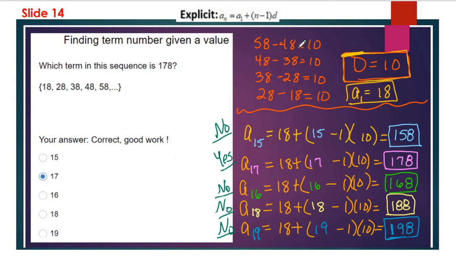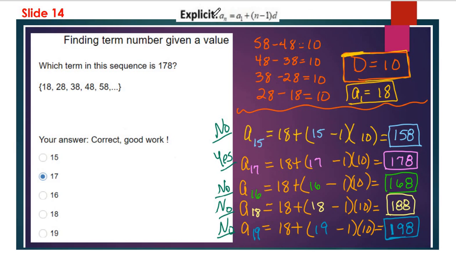Slide number 14. You're going to find the term number given a value. Which term in this sequence is 178? So the first thing I'm going to do is come up right here and subtract. Find your common difference right here. Your common difference when you say 58 minus 48 is 10, 48 minus 38 is 10, 38 minus 28 is 10, 28 minus 18 is 10. So your common difference is 10. Your first term is 18.